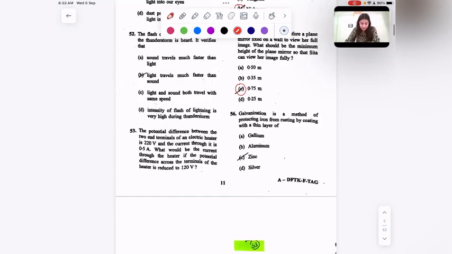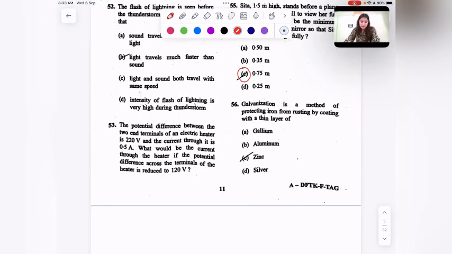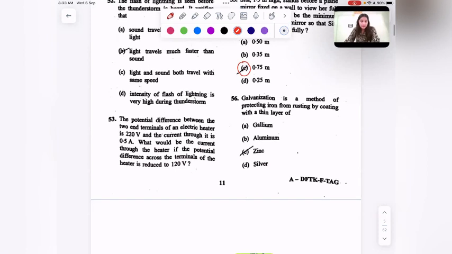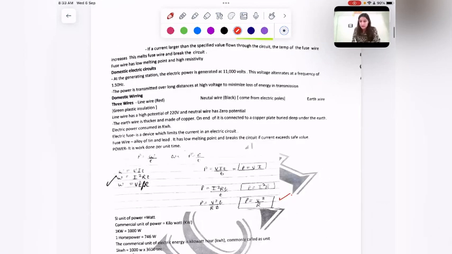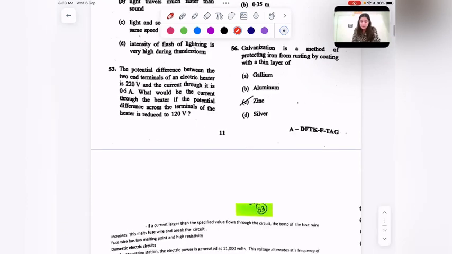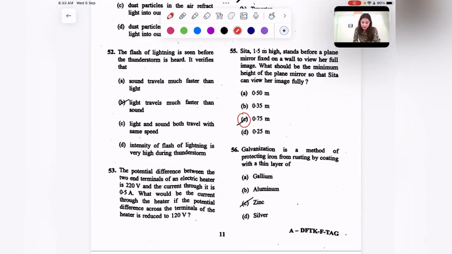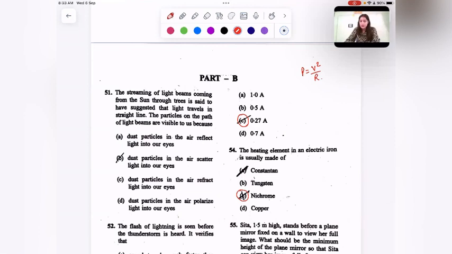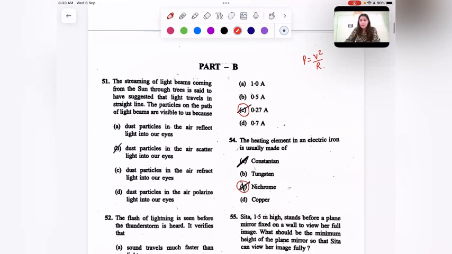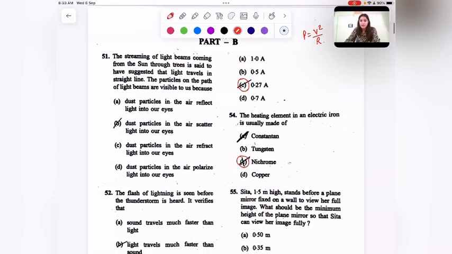Next, okay, so it's a numerical problem. In this problem, we will use this formula: P is equal to V square by R. First, we will find resistance here, and then use that resistance and V from here to find current. So the answer is option C, 0.27 amperes.